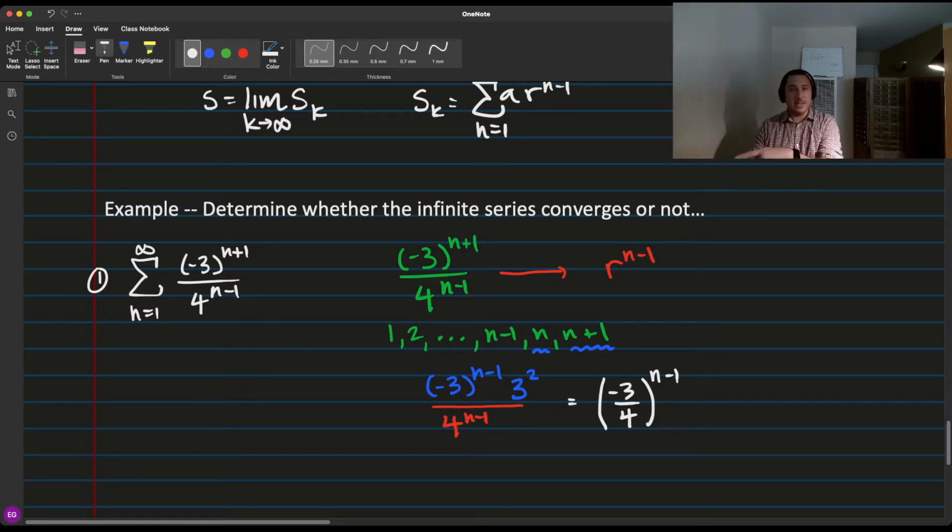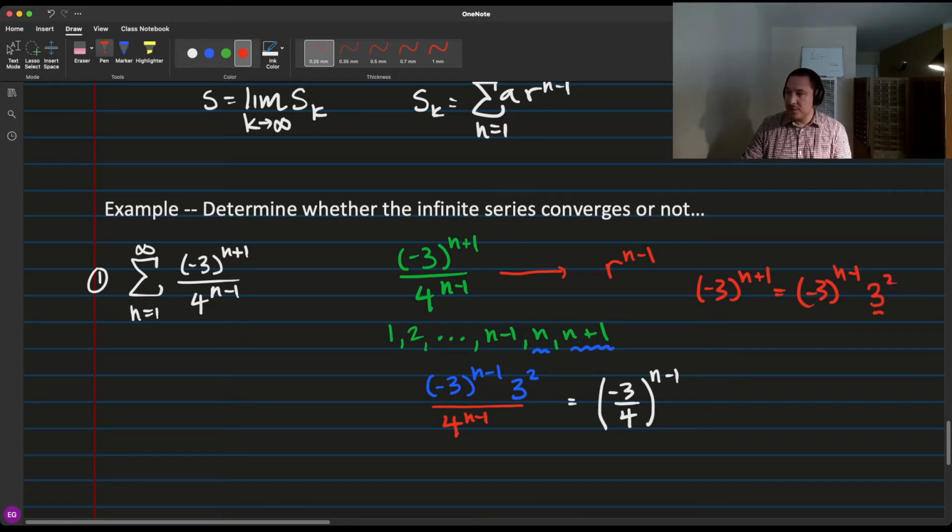Negative 3 was raised to the n plus 1 power. What I have done is point out that negative 3 to the n plus 1 is equal to negative 3 to the n minus 1 times 3 squared. The 3 squared are those two extra terms, which is why I wrote it out like that. If you were to write it out, you'd have negative 3 times itself n minus 1 times. That's all of these right here. And then you have those two other terms, which means you need to multiply it by 3 squared, the two terms. Does that make more sense?